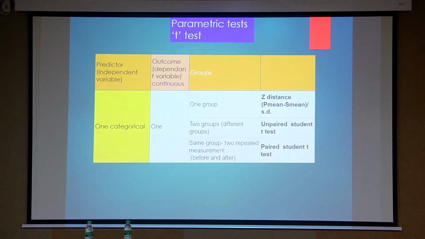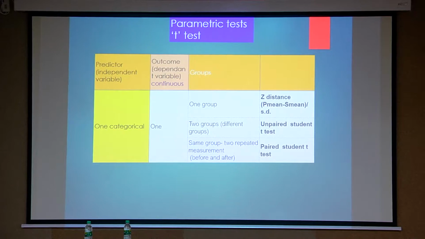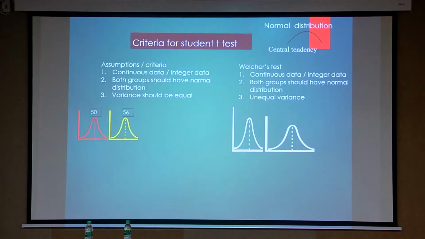So now we are going to test the parametric t-test. The predictor is the categorical one and the outcome is the dependent variable, which is always continuous. For one group, it is tested by the z distance, and we will come to know it in later slides. For two different groups, it is the unpaired Student t-test, and for the same group with repeated measurements, it is the paired Student t-test.